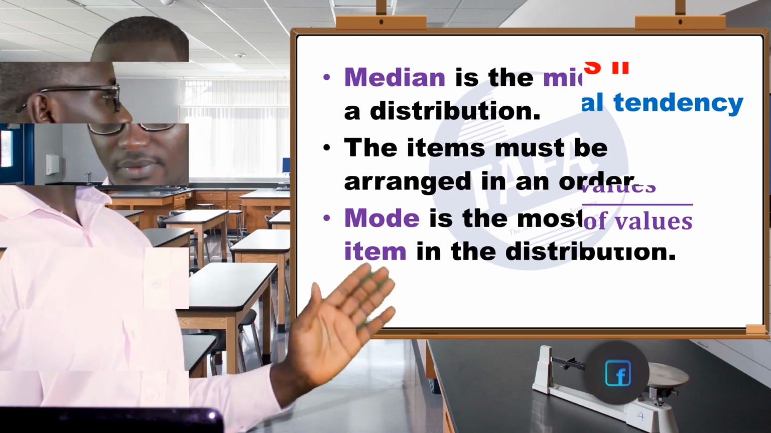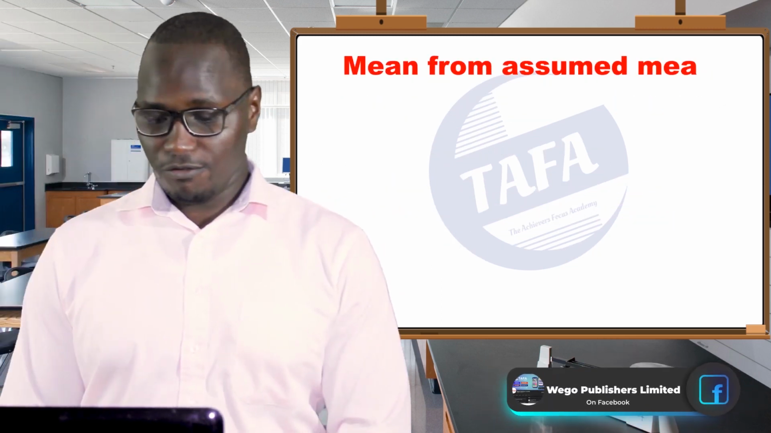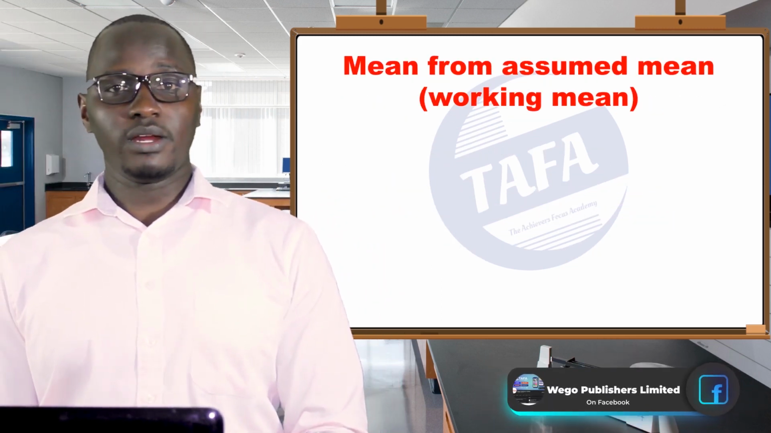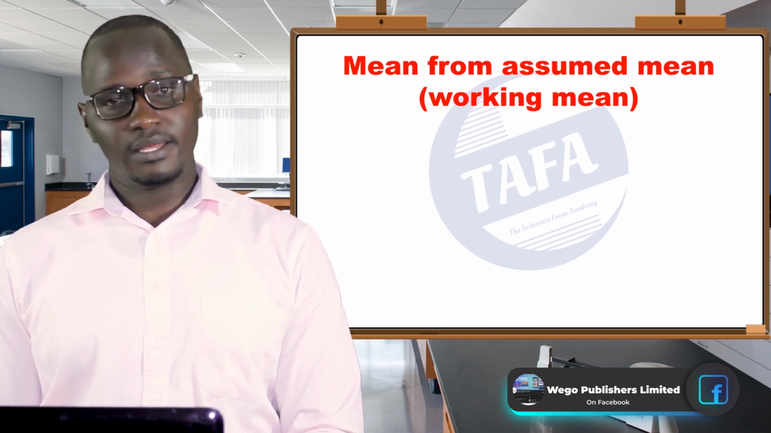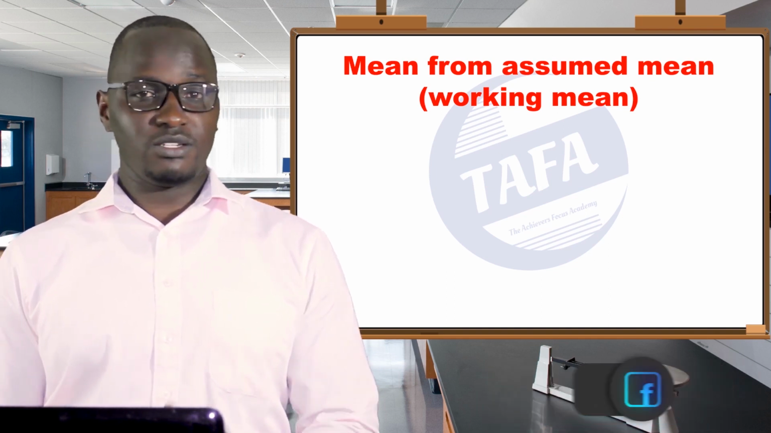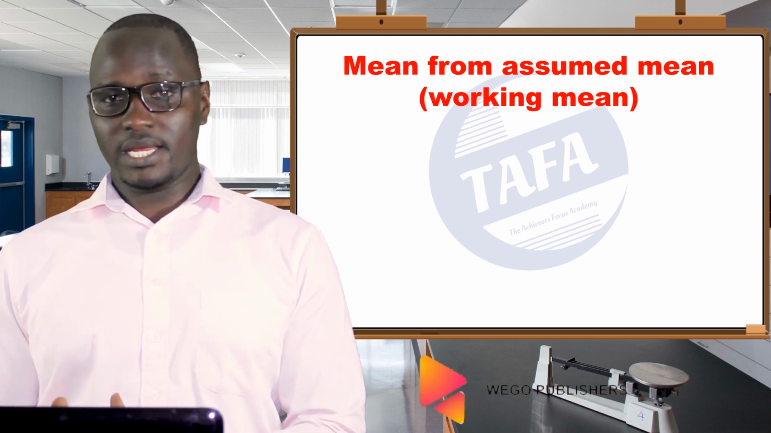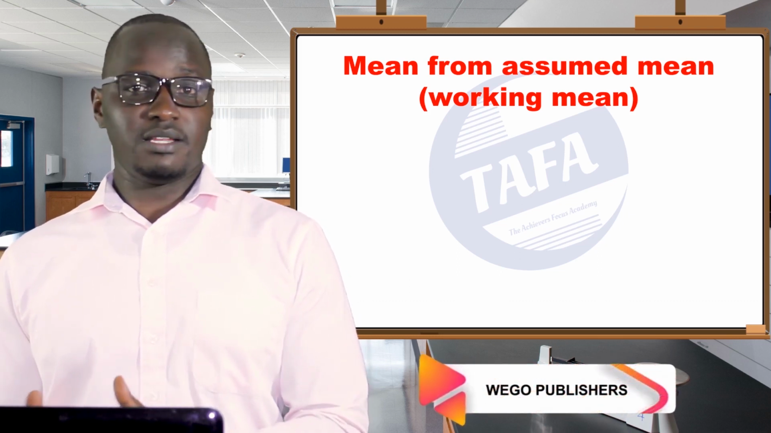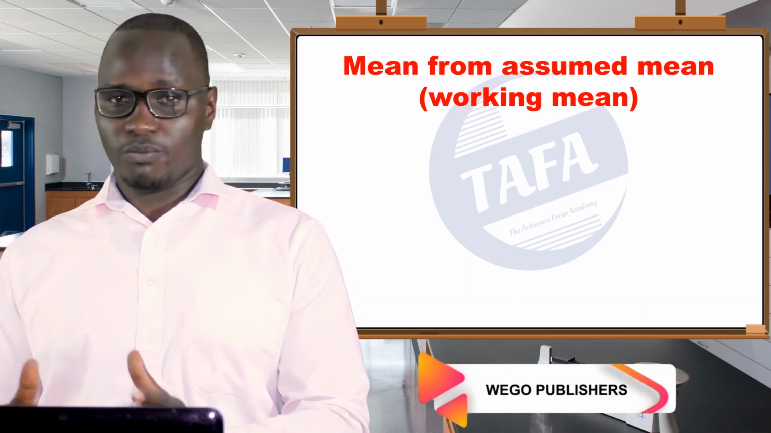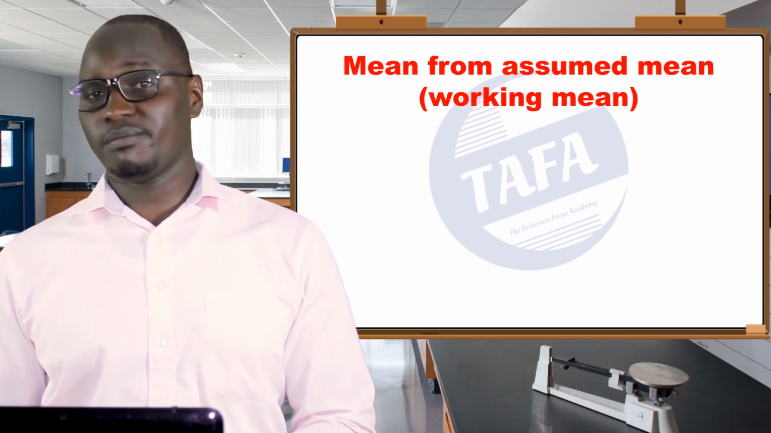So today we are going to look at how to find the mean from an assumed mean or a working mean. What this means is that you're given a set of data, then you pick a mean, you assume that this is the mean of this data, then we work from this mean to get the actual mean.